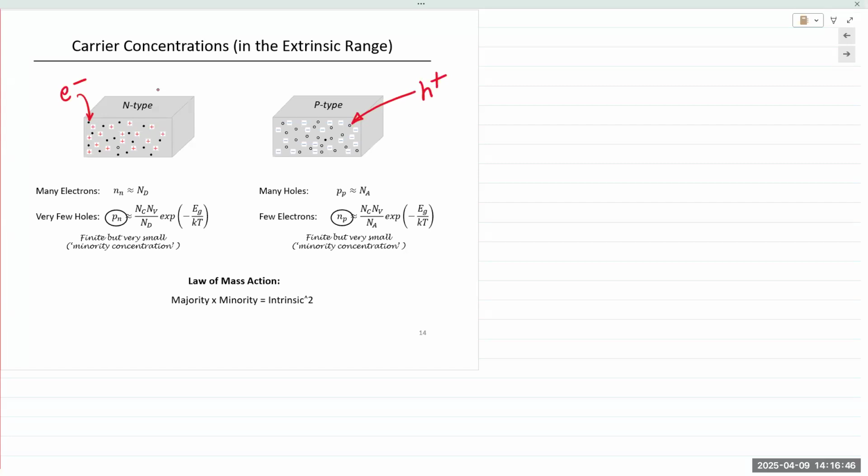The squares represent atoms. And so this square with a plus sign is noting that it's a donor atom. It donated an electron, so it now has one extra positive charge. So this is Nd. And on this side, it's the exact same thing, square with a negative charge. Acceptor atom, it accepts an electron, so it has one extra negative charge. So it's N-type material and P-type material because it has an excess of electrons and an excess of holes.